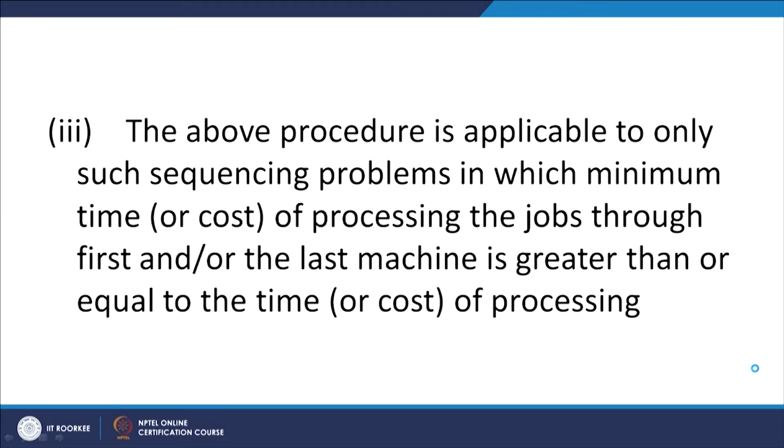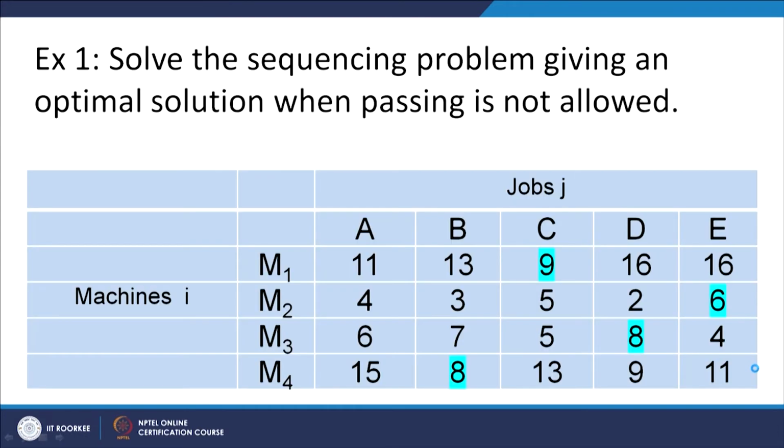And the third point says the above procedure is applicable to only such sequencing problems in which the minimum time, or of course the cost as may be given in the problem, of processing the jobs through the first and/or the last machine is greater than or equal to the time or cost of processing. So, let us look at an example. Solve the sequencing problem given, finding the optimum solution when passing is not allowed.